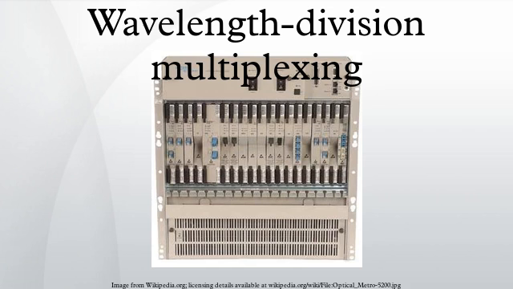In fiber-optic communications, wavelength-division multiplexing is a technology which multiplexes a number of optical carrier signals onto a single optical fiber by using different wavelengths of laser light. This technique enables bidirectional communications over one strand of fiber, as well as multiplication of capacity.